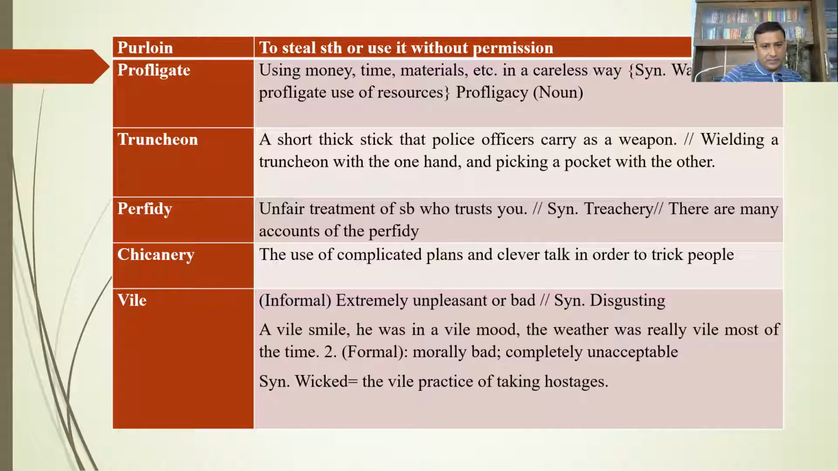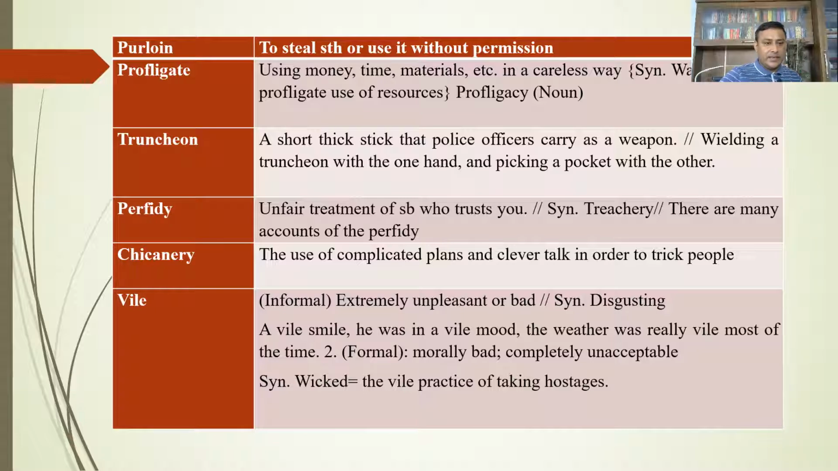While unpleasant or bad, it is used in an informal way. Extremely unpleasant or bad. Synonym is disgusting. A wild smile, he was in a wild mood. The weather was really wild most of the time.